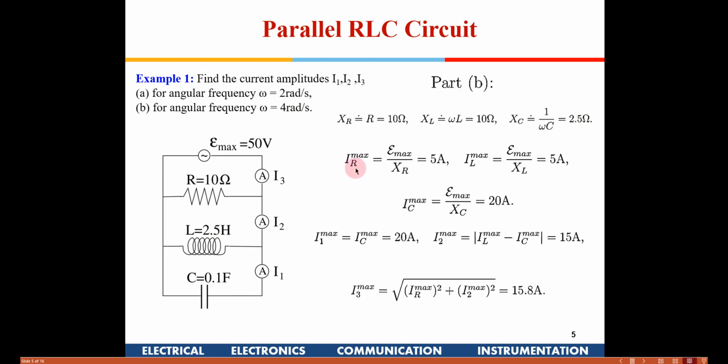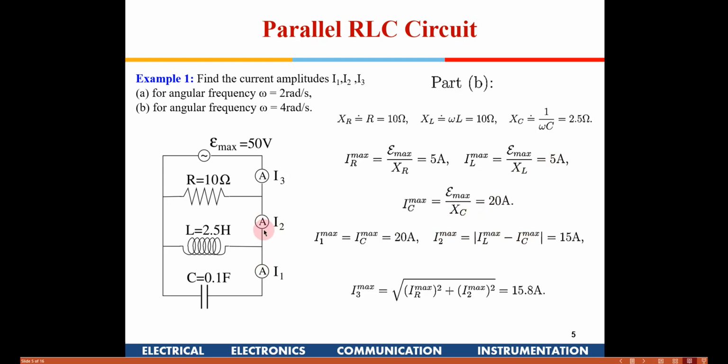Now we can find out the maximum currents in all the three elements, because the voltage is the same across all the three. E max is 50, whereas this is 10, so you get 5, this is also 10, so you get 5, and this is 2.5, so you get 20. Now we need to find out the current through this source. The current flowing out here is nothing but the capacitor current, so that is 20 ampere, and the current in the inductor is nothing but 5 amperes.